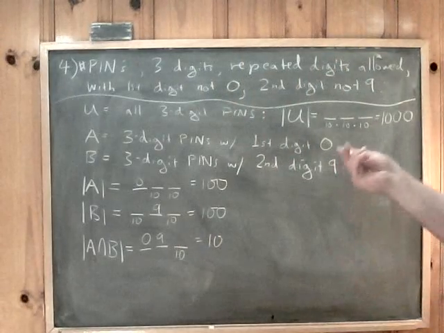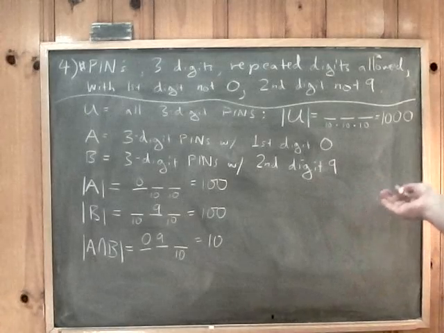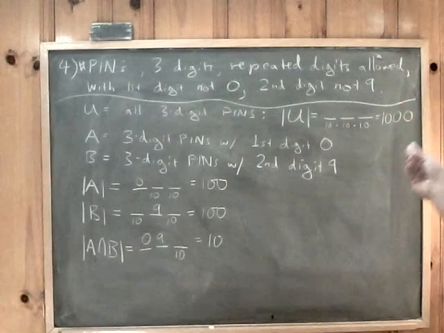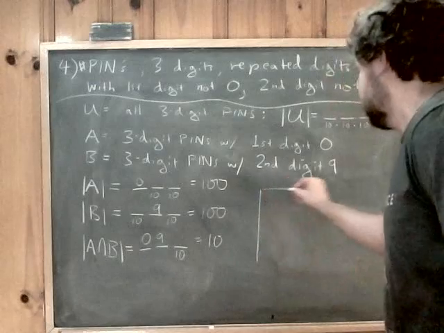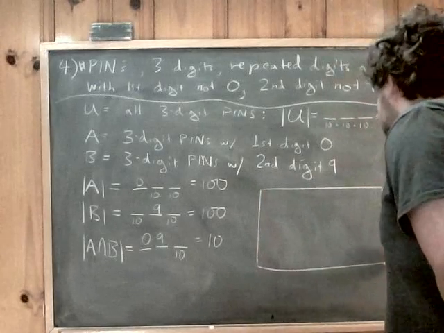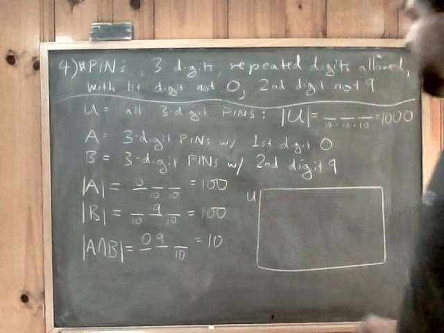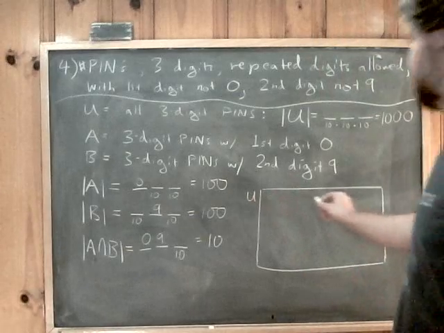Alright, so I'll go ahead and draw a picture of this just as an illustration. Of course, now you know how to find the final answer, since we've done this a few other times. But here's an illustration of it, since we have space on the board. Here's my big set U. And U has all 3-digit pin numbers.